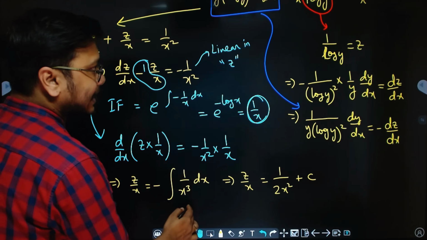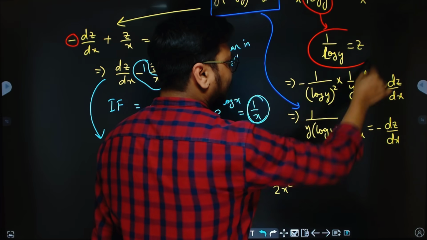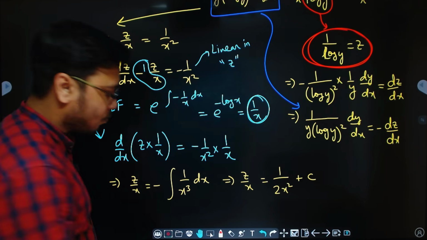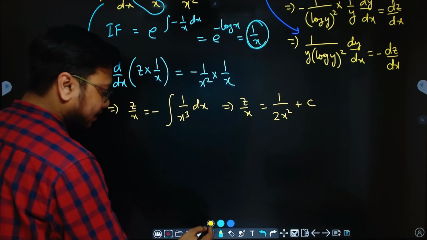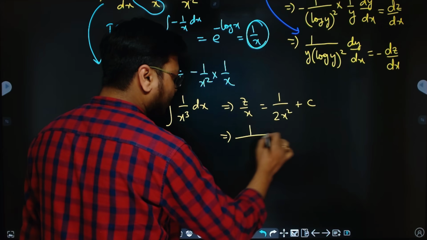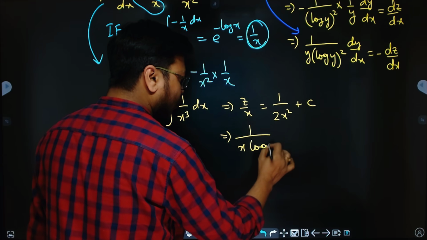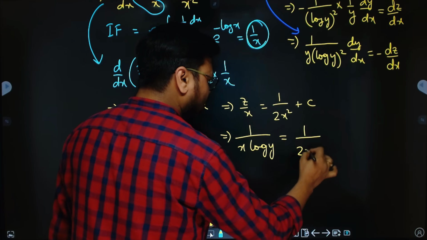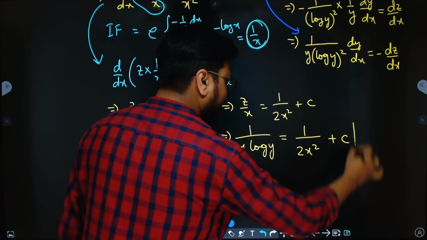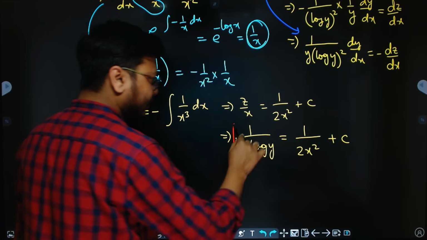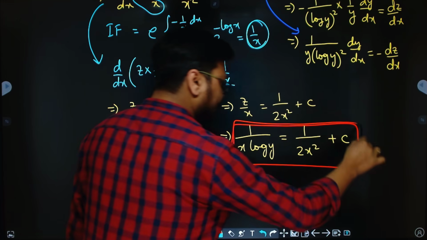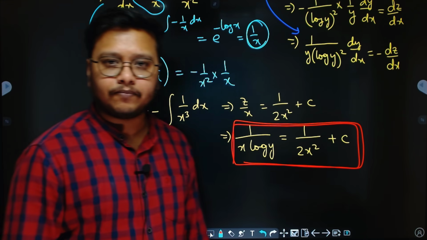Now what was our z? Don't forget to substitute it back. z was 1 upon log y. So if I bring it back, 1 upon x log y equals 1 upon 2x square plus c, and this is the final answer to the Bernoulli's differential equation.